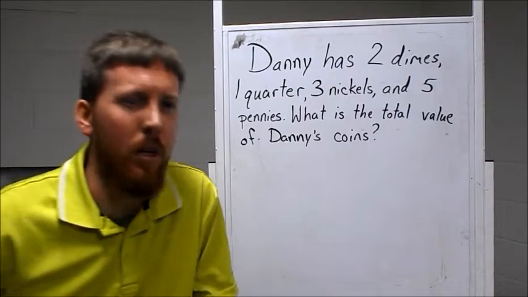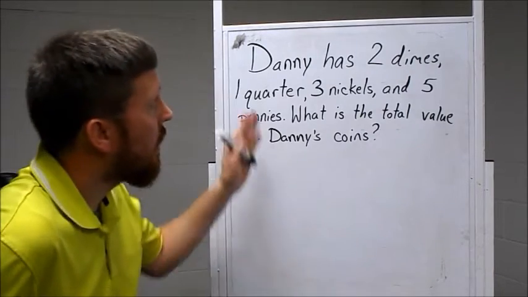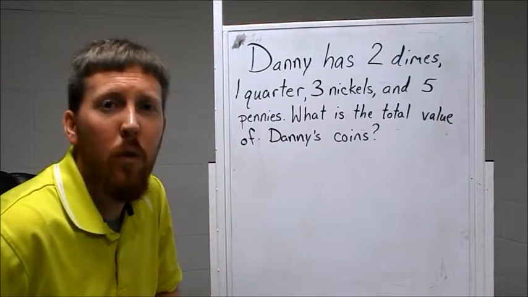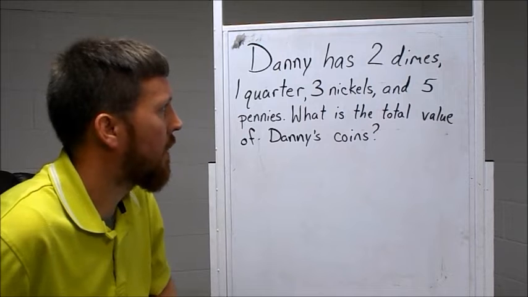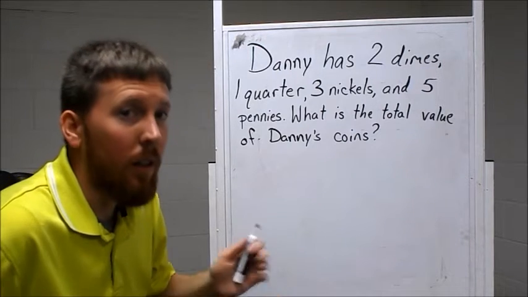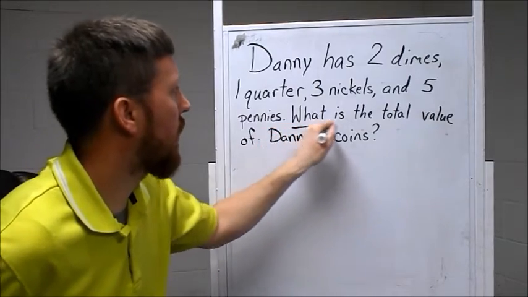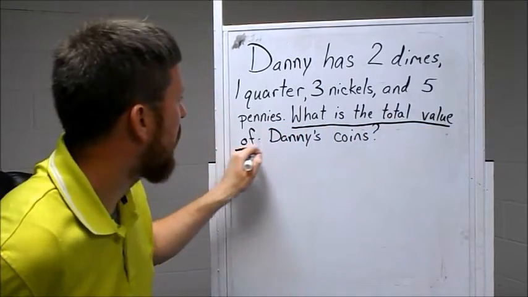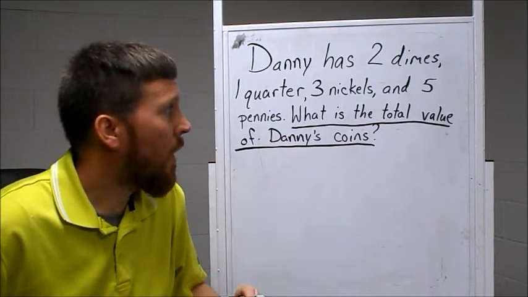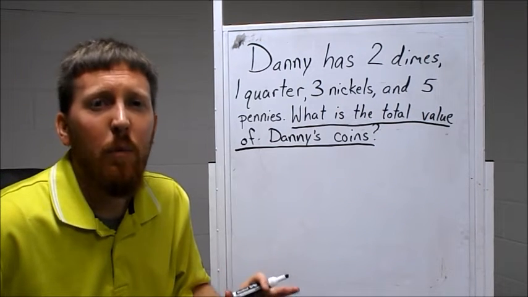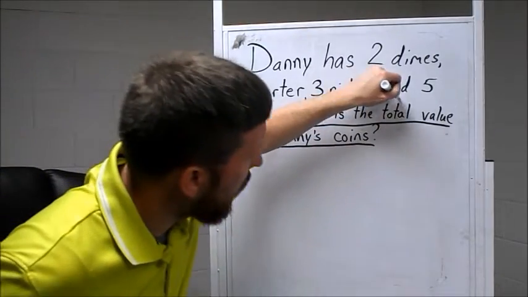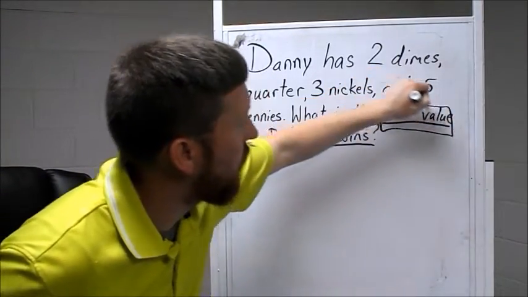But let's look at our application problem. Danny has 2 dimes, 1 quarter, 3 nickels, and 5 pennies. What is the total value of Danny's coins? Again, like always, I'm going to underline my question. What is the total value of Danny's coins? With that being said, what is it that I'm trying to find? I want to find the total value. So the key word right here for me is total value.